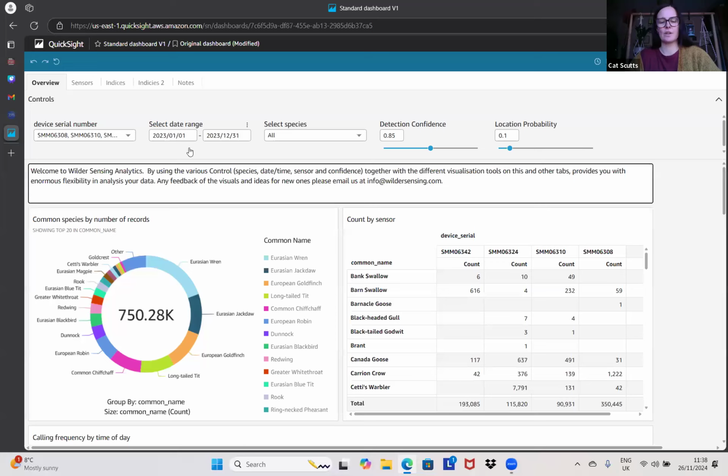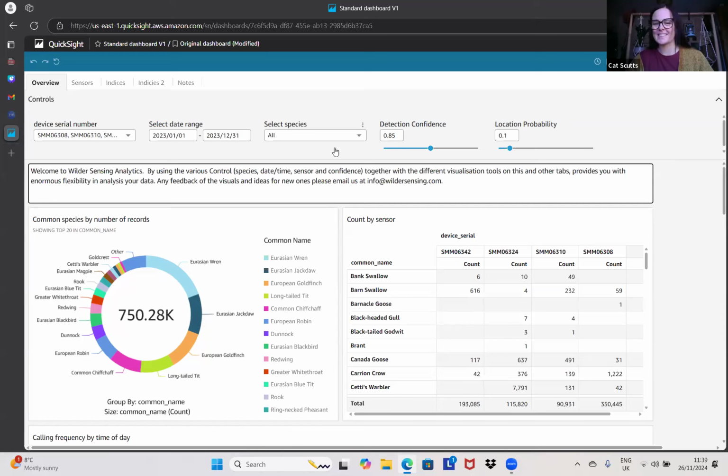So this is within our data dashboard. I'm showing data here from 4 recorders that are from the same site. These recorders have been out for about 2 years now, but I'm just showing the time range of the whole of last year, 2023.